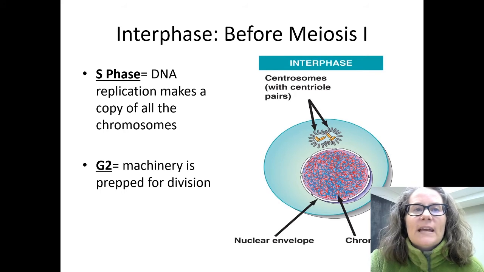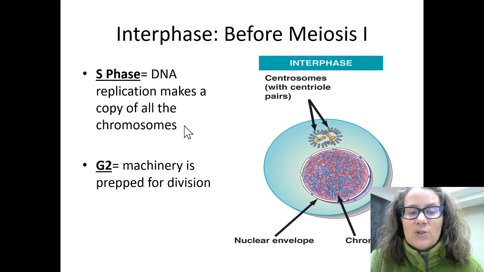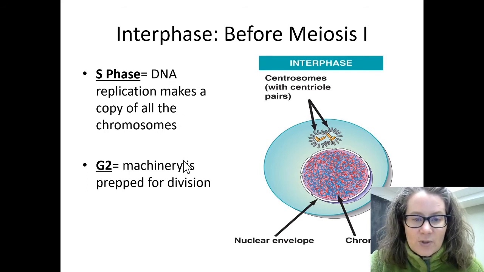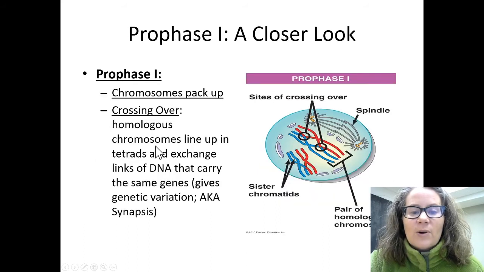All right, so in meiosis, we have 2 rounds. So we're going to say that meiosis 1 is round 1, meiosis 2 is round 2. So up here on my screen, I have meiosis 1. Before meiosis 1, we have 2 phases that work identically to mitosis. S phase, DNA replication occurs, we copy our chromosomes. And in G2, all of the machinery is prepped for division. Now, we can start meiosis 1.